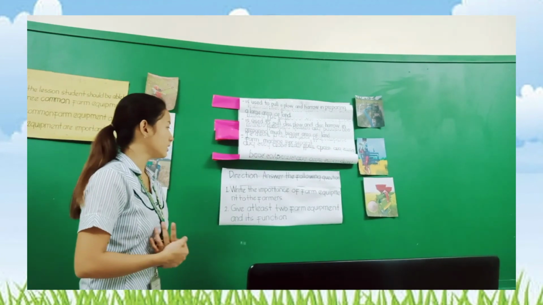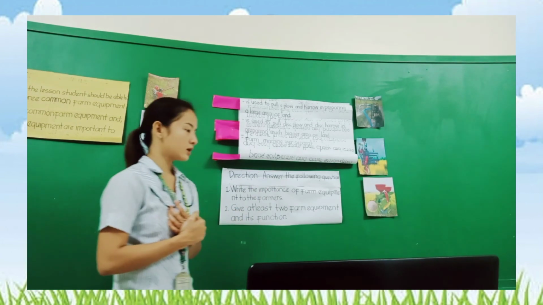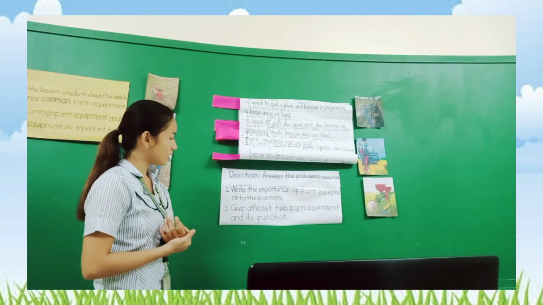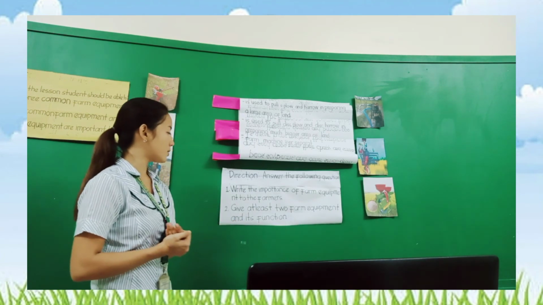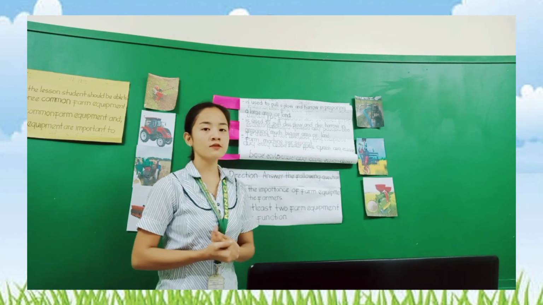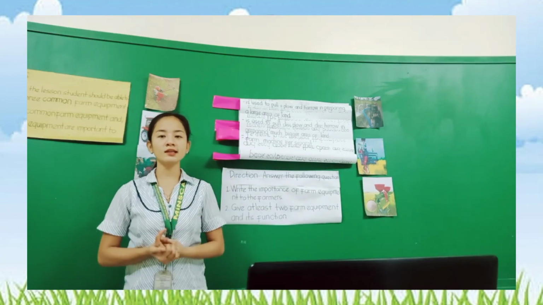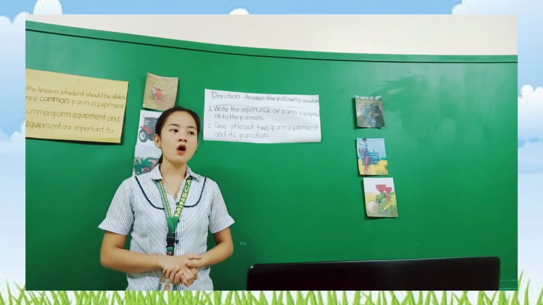Okay, everybody read the direction. Answer the following questions. Everybody read number one. Write the importance of farm equipment to the farmers. And number two, give at least two farm equipment and their functions. So, did you get it, class? I will give you 3 minutes to answer the questions. Okay, are you done, class? Okay, please pass your work.